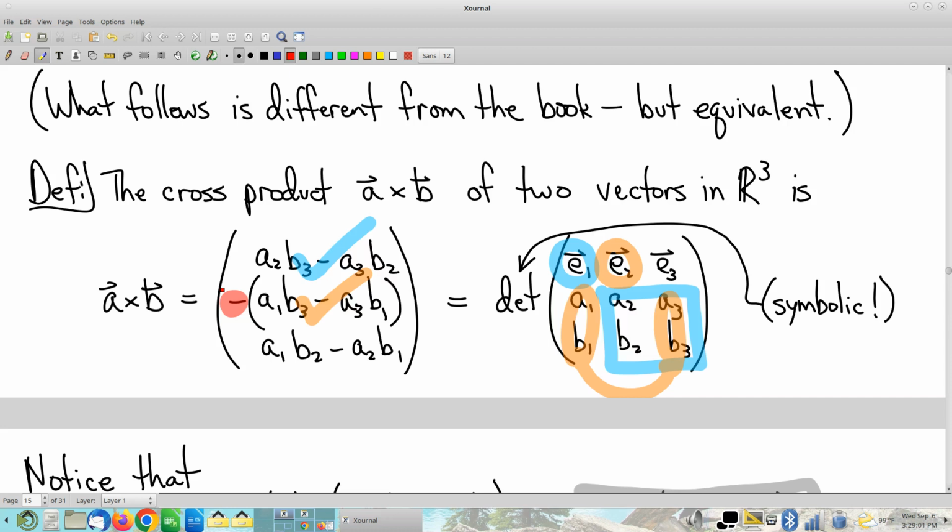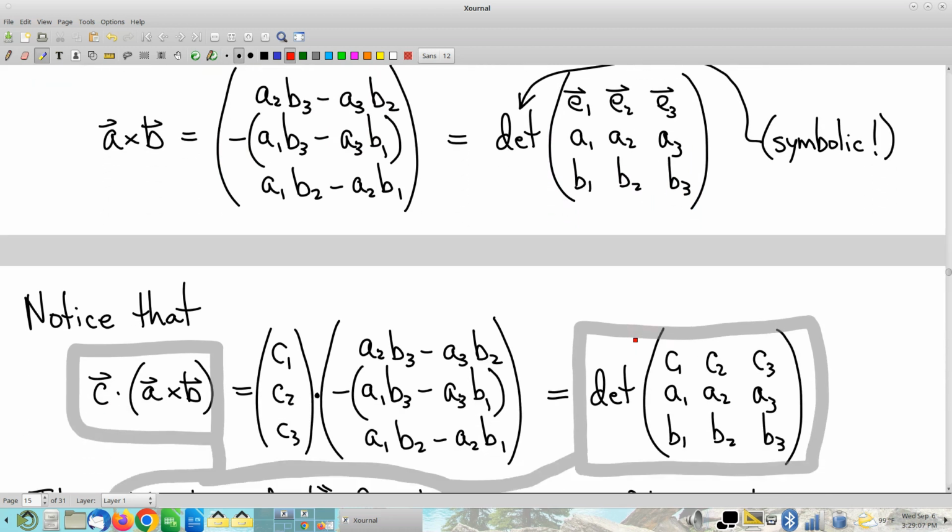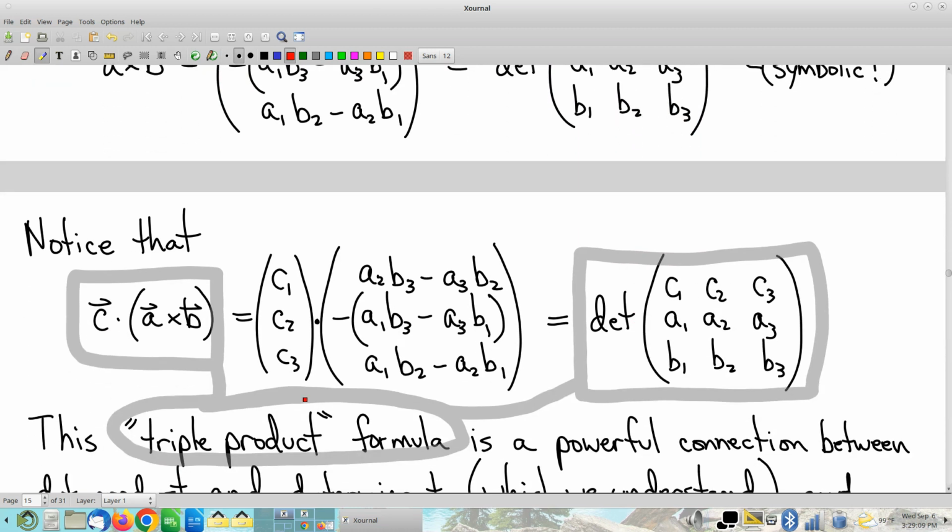Okay. All right. Here's another formula that just kind of works out, and it's just kind of beautiful that everything fits together here. And that is this thing that is called the triple product.